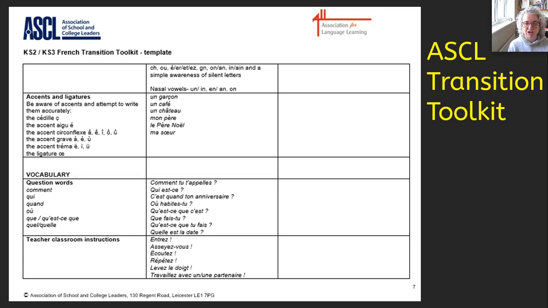The Askell Transition Toolkit is a really good way to start off the conversation, and if you Google it, it's really easy to find. It's available for French, Spanish, German, and Chinese. Primary teachers can fill in the empty column to say what they've done for each section and then send it to secondary schools. If you're a secondary teacher, you can send it to the primary teachers and indicate on the form what you would like their children to know. So begin that dialogue.